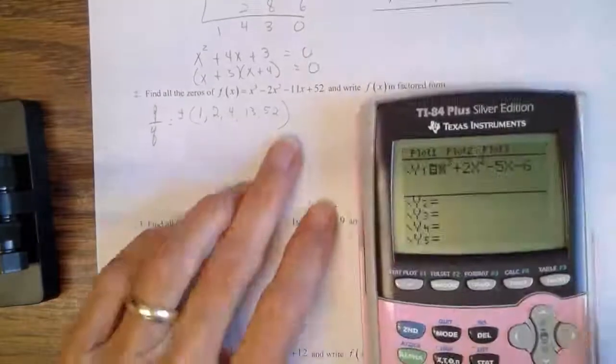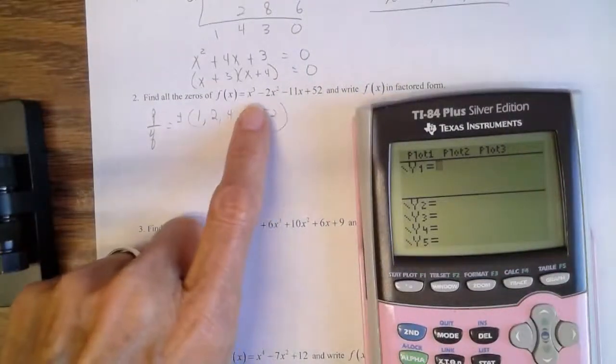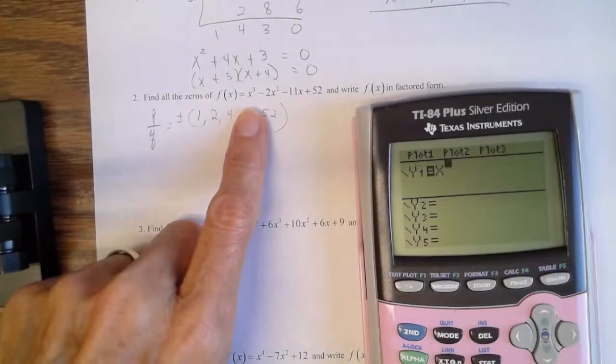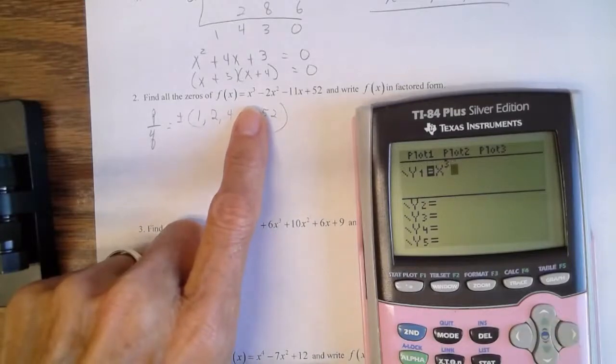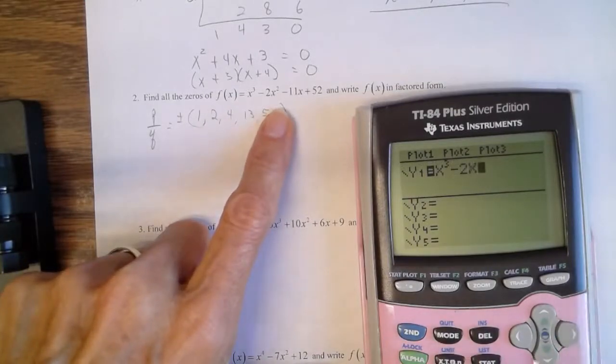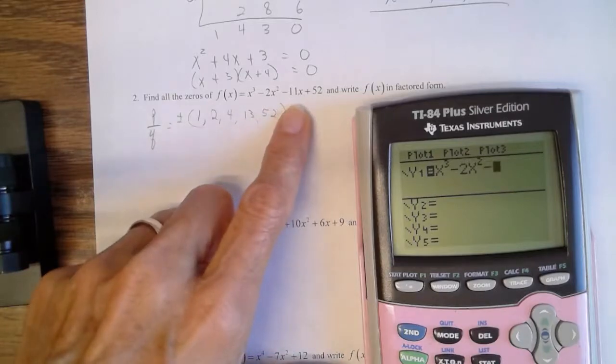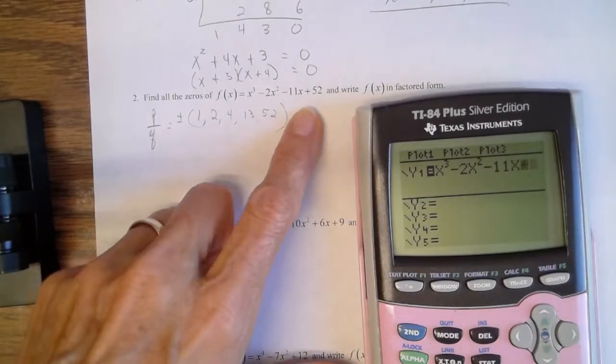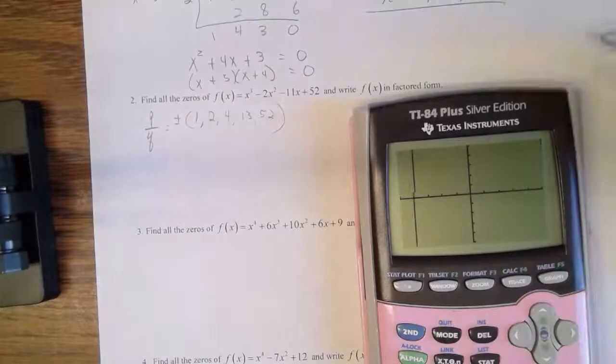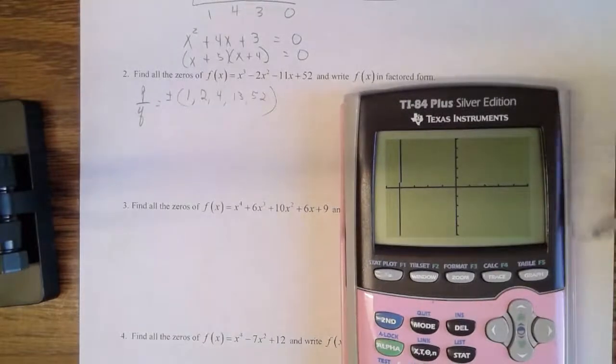Now I'm going to come over here and plot this. I'm going to clear this guy out: x to the third minus 2x squared minus 11x plus 52. I'm going to go ahead and graph it and see if I get a hit here. Wait for it. Okay, it's done.